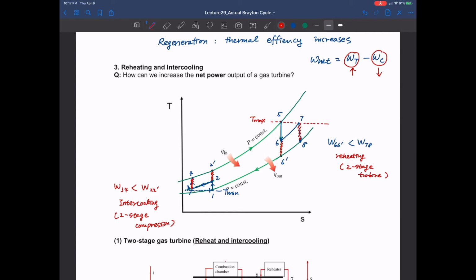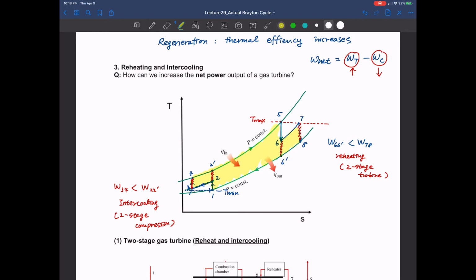Then let's take a look at the entire process diagrams in a TS diagram. So by having two turbines and two compressors, what you can see is that there is a certain increase of the area surrounded by those processes. Now, if I try to draw the highlight of the area of a two-stage gas turbine system, what you have is this all shaded area.